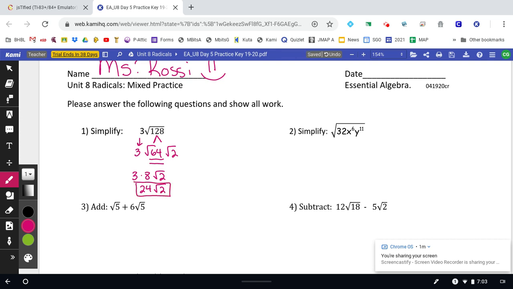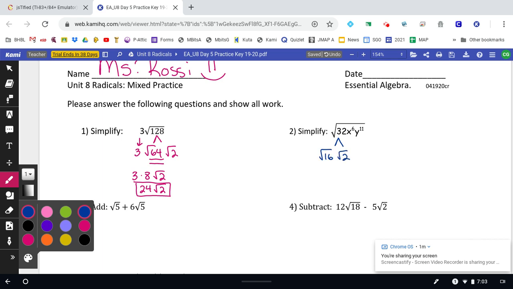All right, number 2. So I'm going to deal with each of these separately. So I've got my square root of 32, which I know is 16 times 2. My x to the 6th is a nice even power, so I'm going to leave that as x to the 6th. Now my y to the 11th is an odd power, so I'm going to turn that into y to the 10th and y. All right, so the ones that are perfect are all of the ones that are perfect squares or have an even exponent power. So I have a 4, an x to the 3rd, a y to the 5th, and then the 2 and the y remain under the radical.